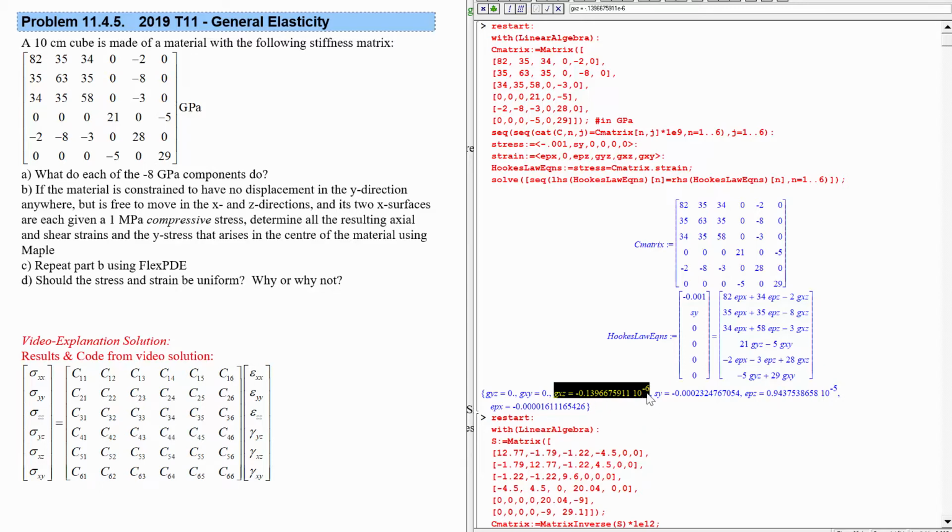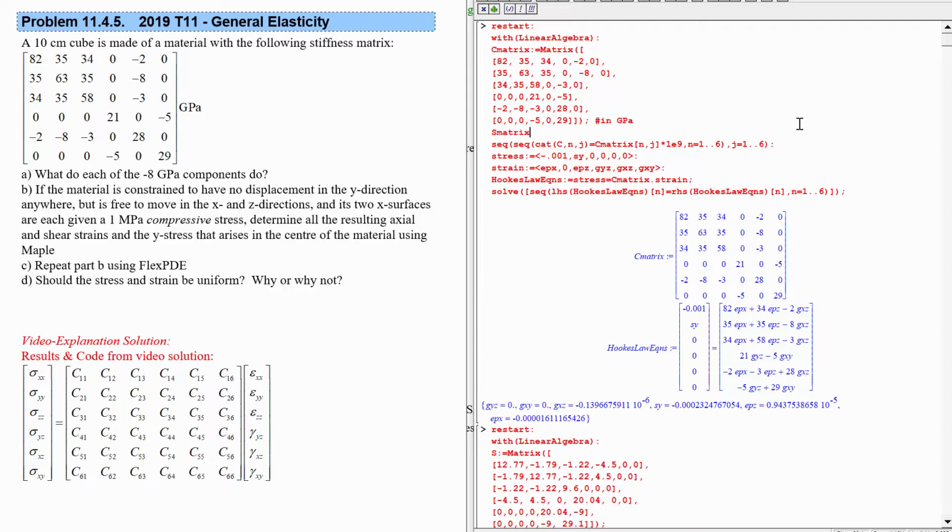This thing here is a little bit more complicated. Why do we have an xz shear strain? Well, to see where the strain comes from, it's easiest if we look not at the stiffness matrix, but the compliance matrix. So let's find S and see what that looks like by taking the inverse of C. S matrix is equal to matrix inverse of C matrix.